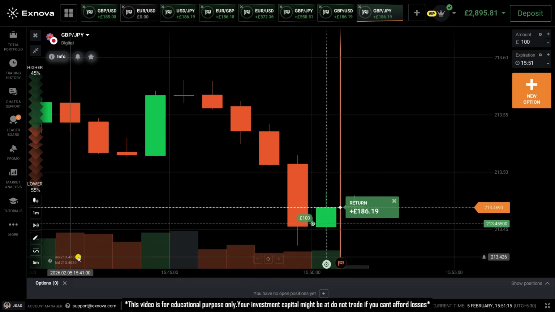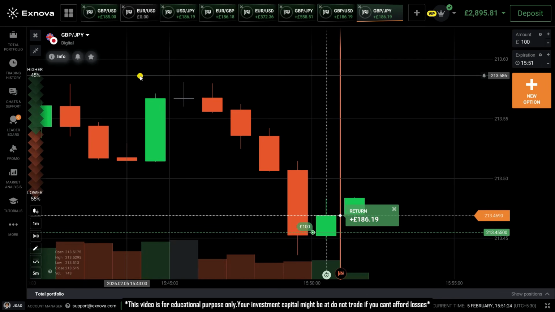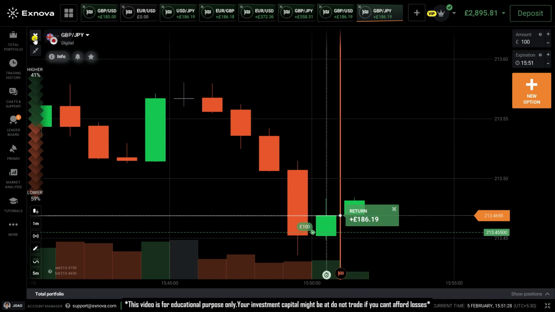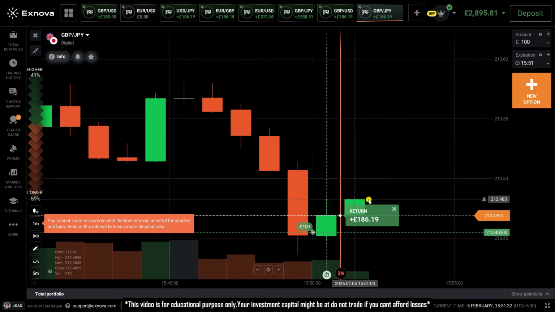So the volume which you are observing is the real volume. That's why we have to stick to the platform Xnova. Why am I using Xnova? In India, IQ Option is not available, so for that reason I use Xnova. All right, so let us start with the recent one.